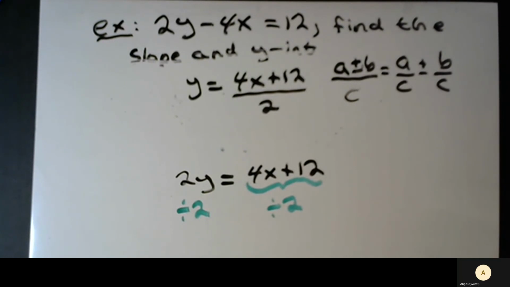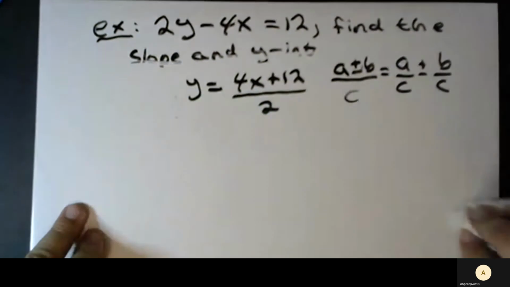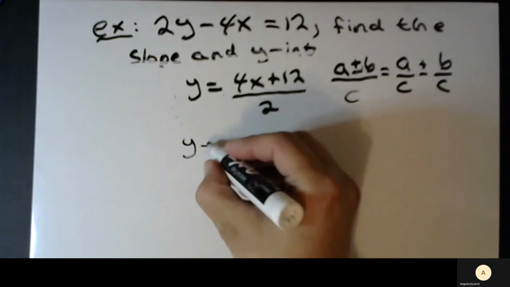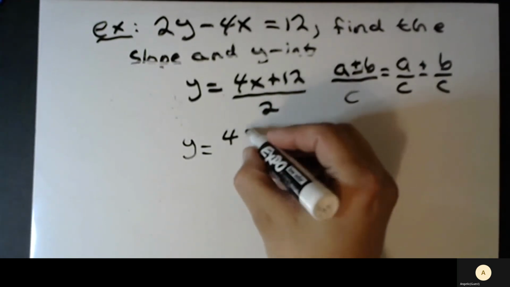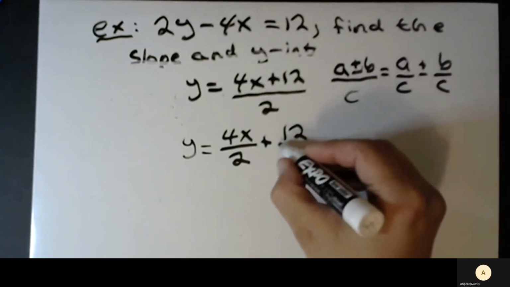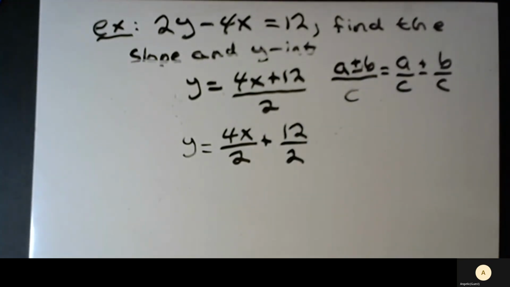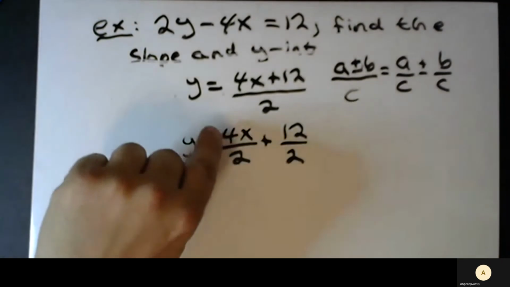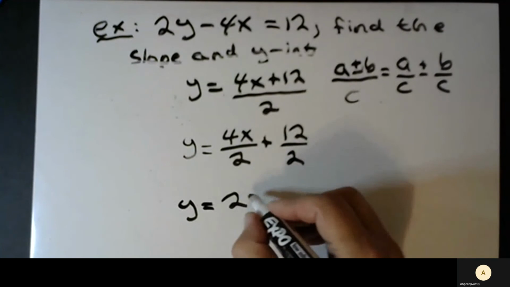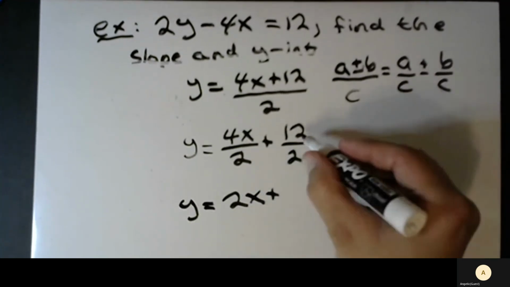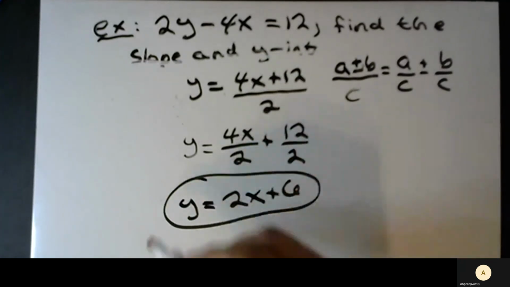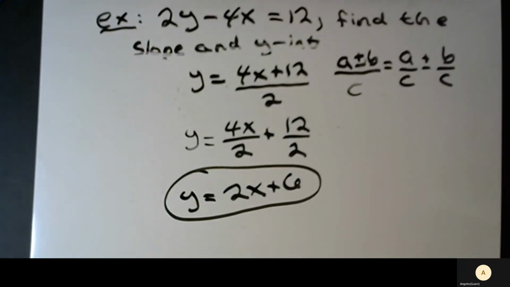So what that's going to do for us here, we'll get y is 4x over 2 plus 12 over 2. And then what you can do is divide the 4 by 2. That's perfectly fine. You'll get 2x, and then the 12 divided by 2 is 6. So finally, we've got it in y equals mx plus b form.